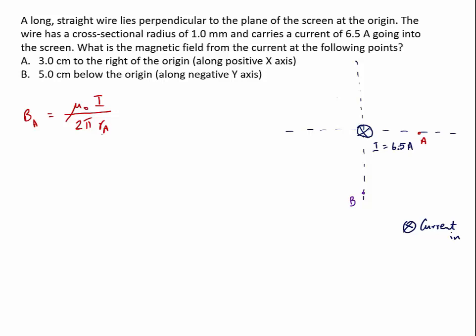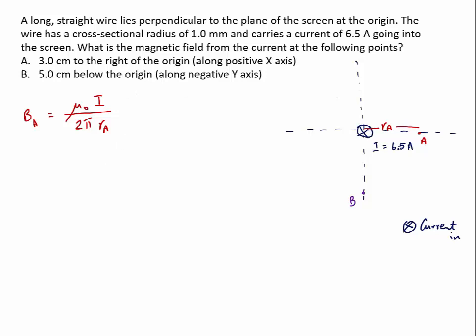Remember, this R here is the distance from the wire to where we want to figure out the magnetic field. So in this case, R_A would be this distance between where the wire is at the origin and point A. Okay, do not confuse this R in this equation to be the radius of the wire. R in physics more often is distance and very less frequently is it radius. So it's not the radius of the wire.